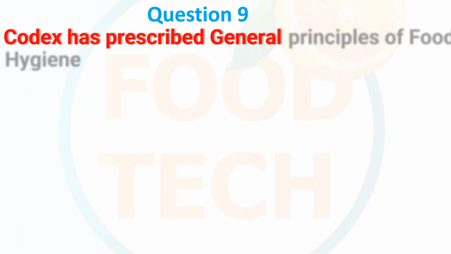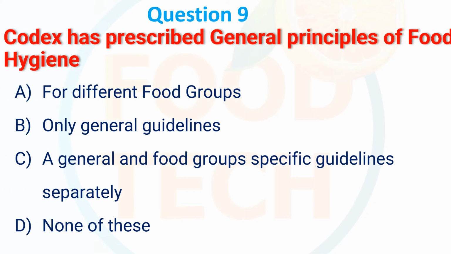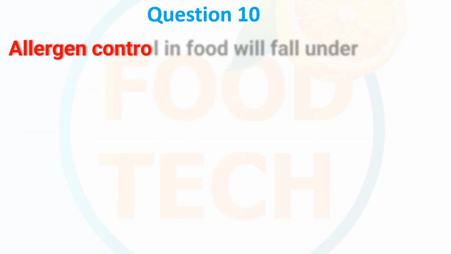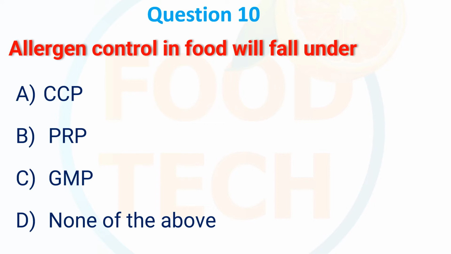Codex has prescribed general principles of food hygiene: A, for different food groups. B, only general guidelines. C, the general and food group specific guidelines separately. D, none of the above. The answer is C, the general and food group specific guidelines separately. Allergen control in food will fall under: A, CCP. B, PRP. C, GMP. D, none of the above. The answer is B, PRP.